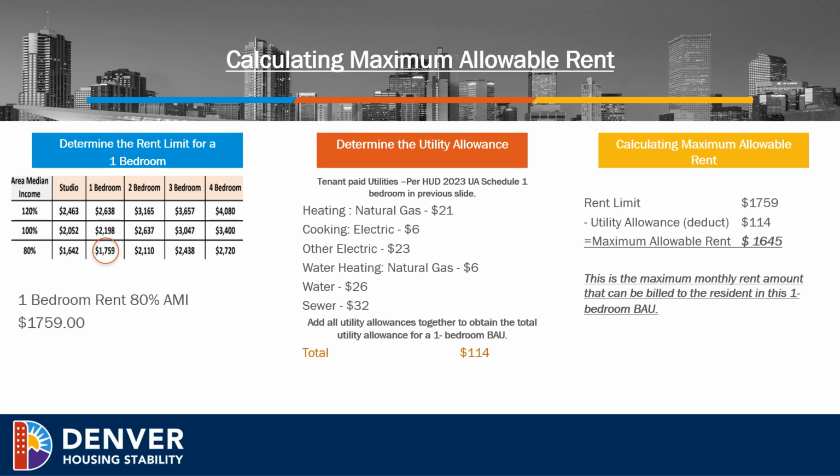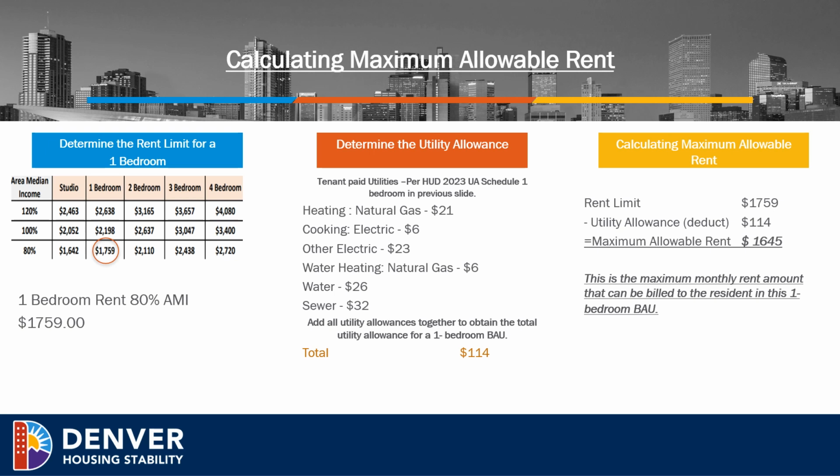To calculate the maximum allowable rent, please see the chart which shows that a one-bedroom at 80% is $1,759. After determining the 80% rent limit, you will need to make sure that you deduct the utilities that are paid by the resident from the $1,759. In this example, the household is responsible for paying heating, cooking, electric, water, and sewer.